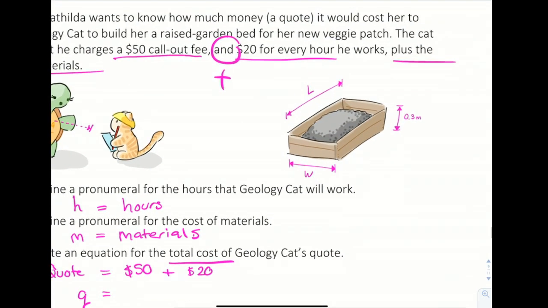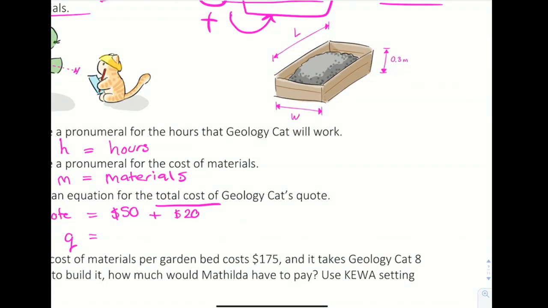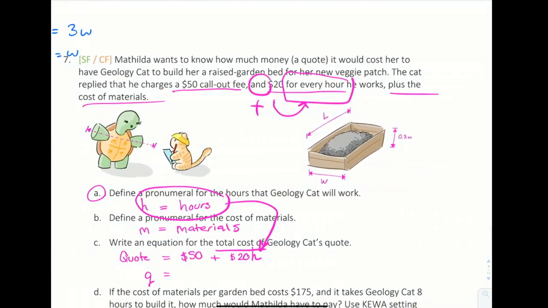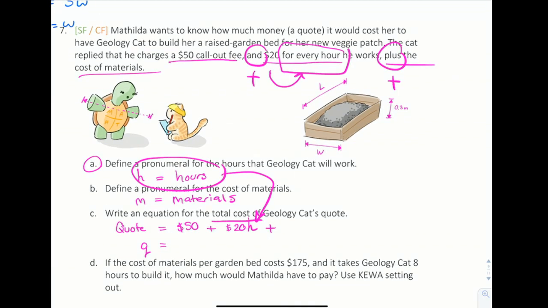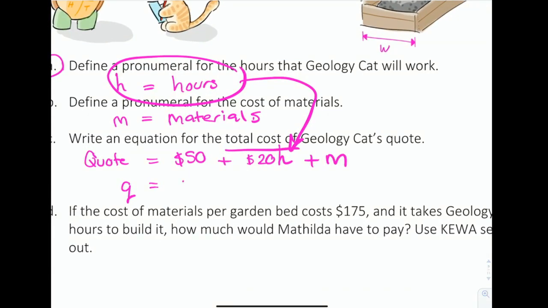When you see that language there, for every hour, that means something times by the hour. So 20 times by the hour, but we already have a letter for that. Let's put it in there. So 20H. Okay, let's keep reading. Plus, that sounds like a plus sign, so we put a plus sign in. The cost of materials, which we defined as the letter M. So my equation is going to be Q equals 50 plus 20H plus M.